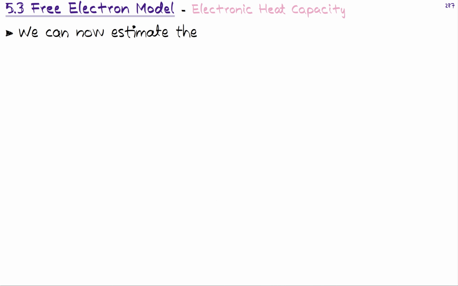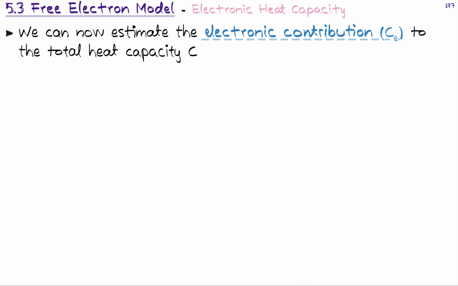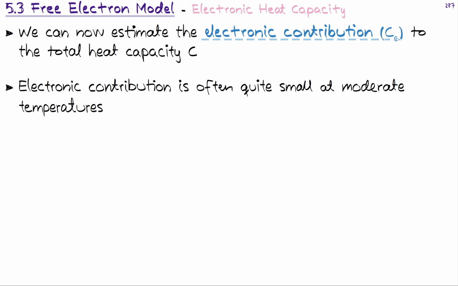So we can now estimate the electronic contribution to the total heat capacity. In the previous chapter, we discovered the lattice contribution, how phonons can also absorb thermal energy and affect the overall heat capacity. But now we also realize that electrons can have a contribution, and that's usually denoted with C_E. And this electronic contribution, most of the time, is not very large, especially at moderate temperatures, so close to room temperature.